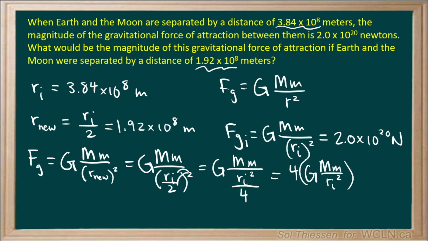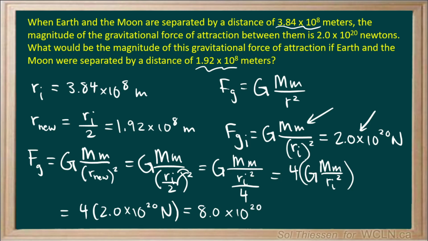Now we see that this G M M over r sub I squared expression is familiar because that was the initial force of gravity, which we're told is 2 times 10 to the 20 newtons. So we can substitute that value into the brackets. So we'll have 4 times 2 times 10 to the power of 20 newtons, which is equal to 8 times 10 to the power of 20 newtons, since we consider this 4 to be exact. So that's the answer to this problem.